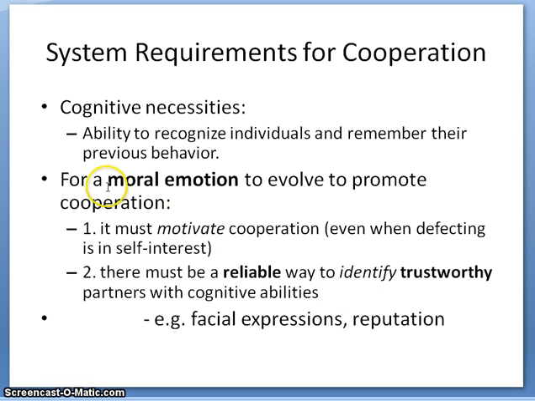So moral emotions can evolve, but they first have to be powerful enough to motivate cooperation in the situations where your self-interest is tempting you, and secondly, you have to be able to somehow assess the reliability of those possible trustworthy partners out there. And how do we do that? Well, we're going to use facial expressions, reputation. These are some things that we're going to use to figure out who's trustworthy and who's not, who's a reliable cooperating partner, who's not.